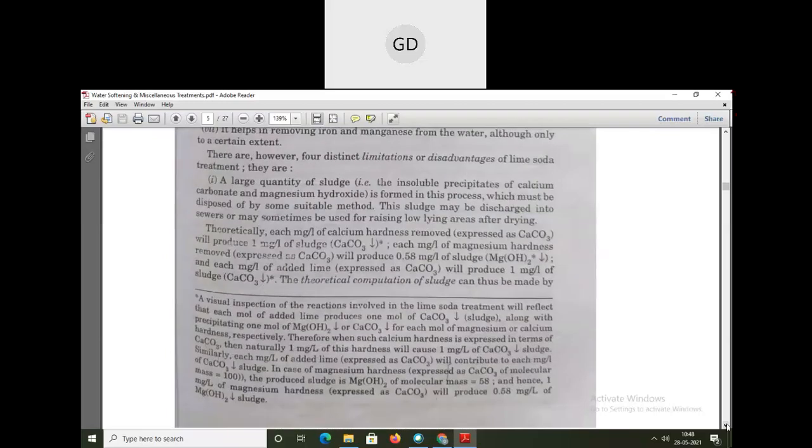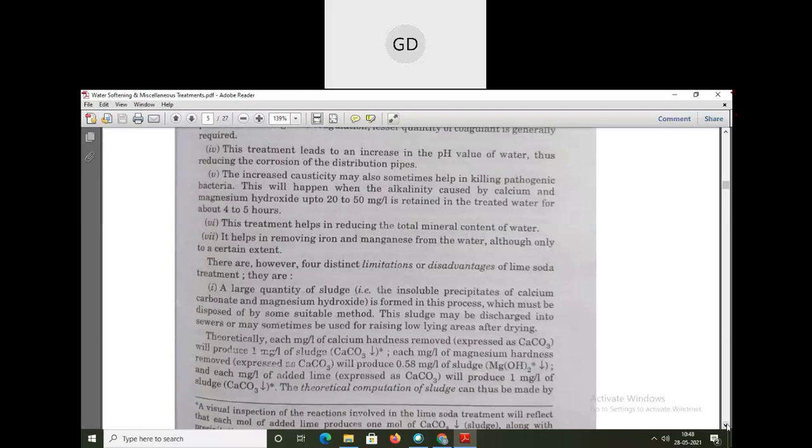Next, what are the limitations of lime soda? A large quantity of sludge is formed. What is the sludge? That is the insoluble precipitates of calcium carbonate and magnesium hydroxide. This sludge must be disposed of by some suitable method. It may be discharged into the sewers or may sometimes be used for raising low-lying areas after drying.